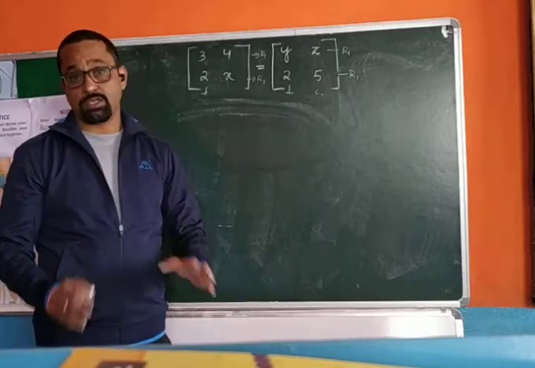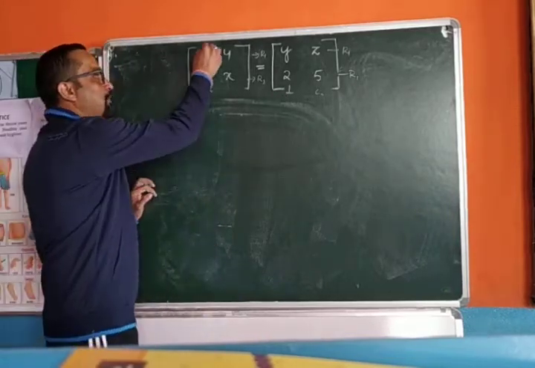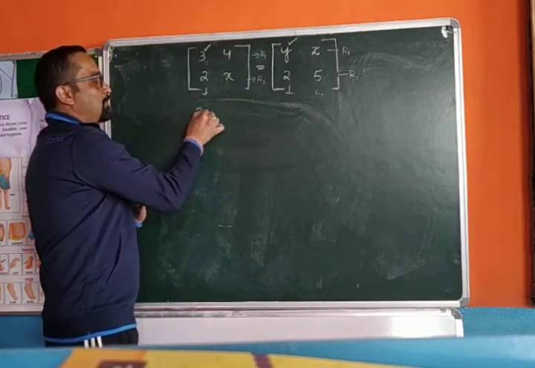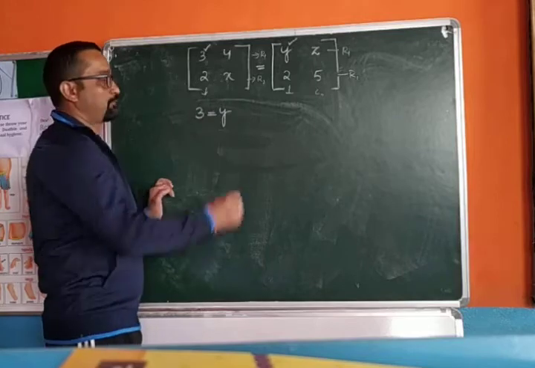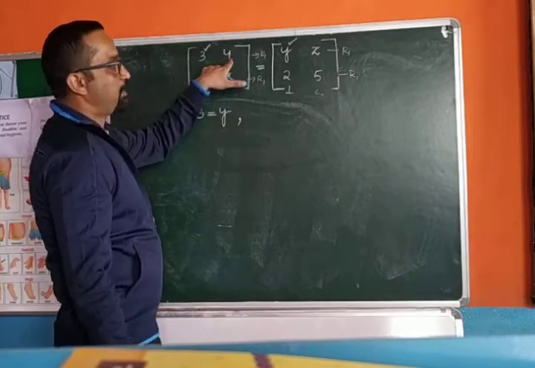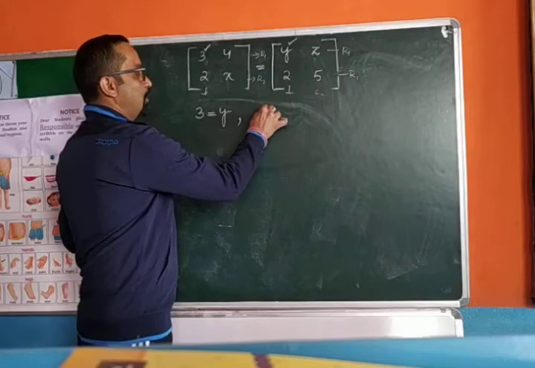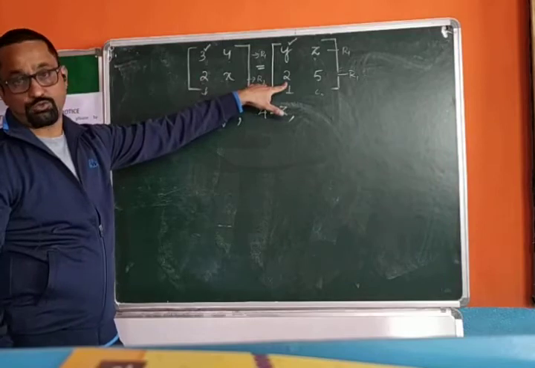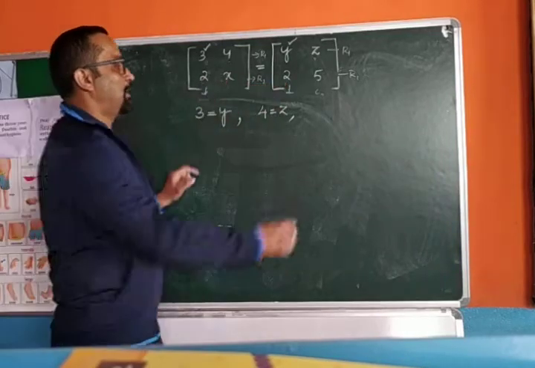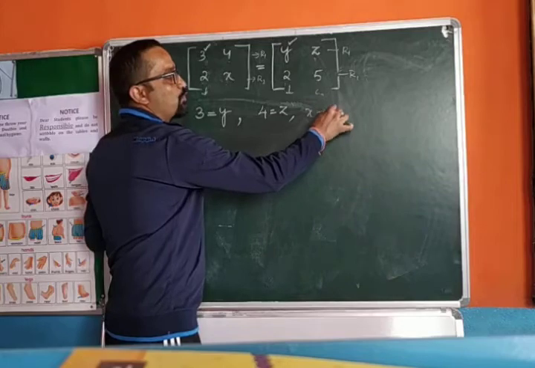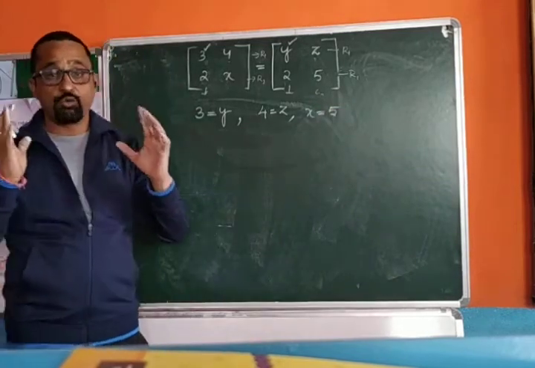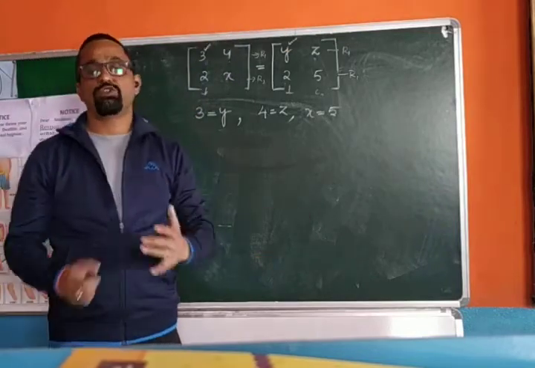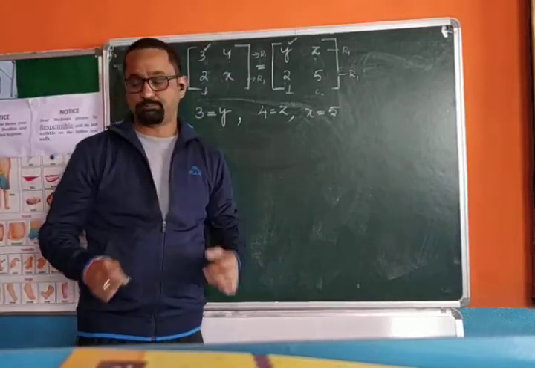And whenever you have equal matrices, it means the first element is equal to the first. So 3 is equal to y. The second element is equal to the second: 4 is equal to z. The third element equals the third, you don't have to write it. The fourth element is equal to the fourth element. So by equating elements individually, we will get the values of x, y, and z.